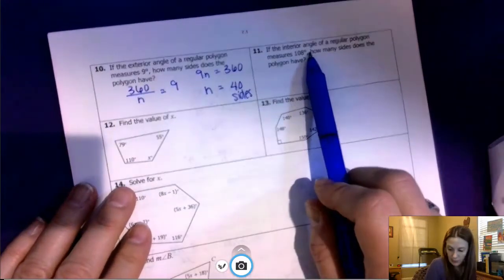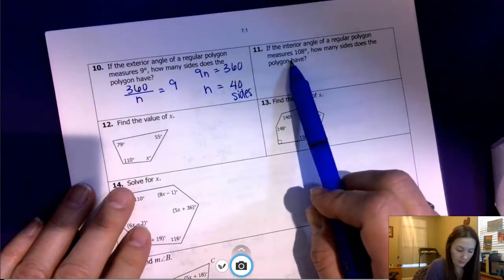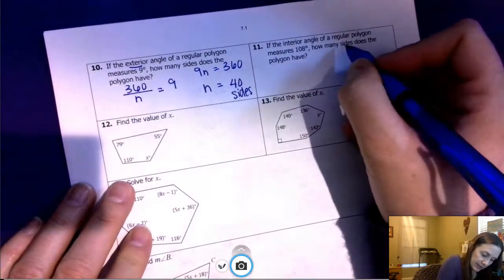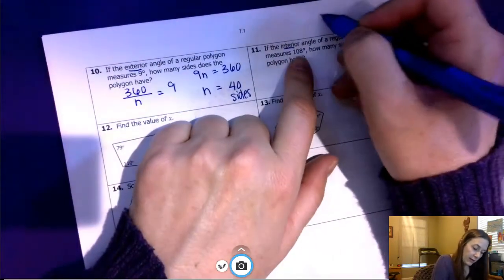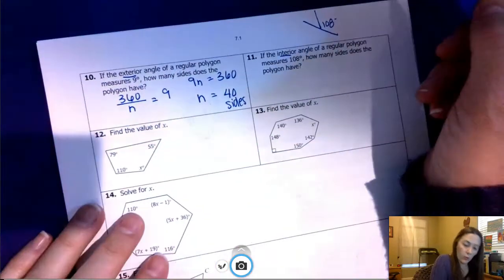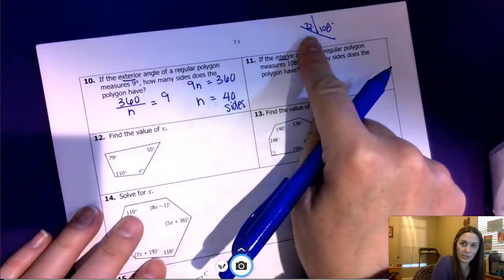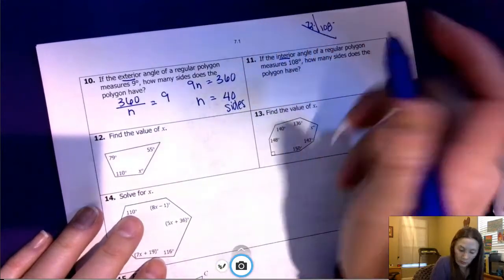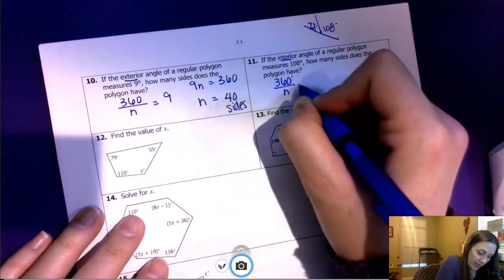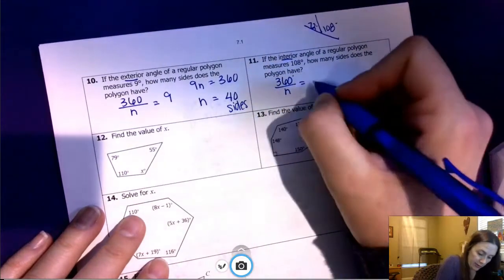If the interior angle of a regular polygon measures 108, how many sides does this have? So this one's a little bit trickier. This said exterior angle, this one says interior, which means it's 108. Now remember, if the interior is 108, what would be the exterior angle? Subtract from 180, and we should get 72. So this one's going to be 360, divide by the number of sides, and the exterior angle, if the interior is 108, the exterior is 72.